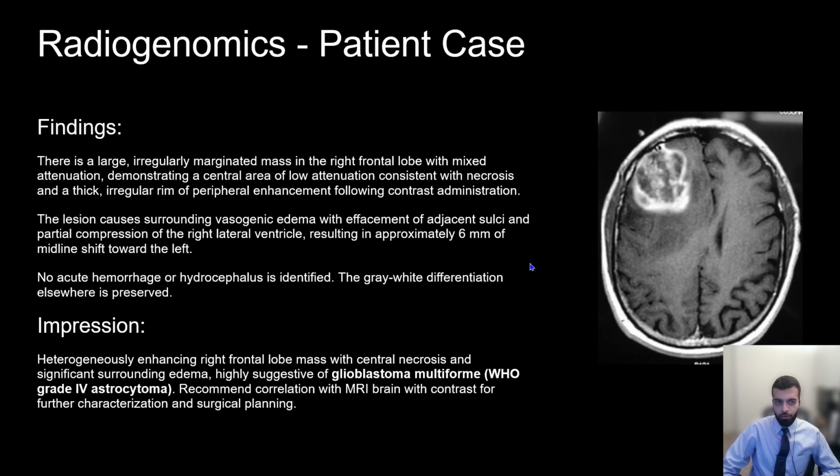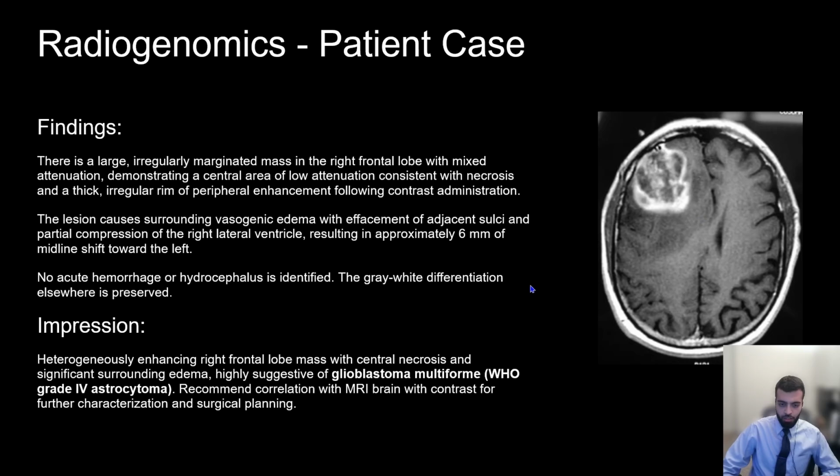And so now that we know a little bit about radiogenomics, I want to go into a patient case. This is a 55-year-old man with no significant past medical history who comes into the emergency department because of 2 weeks of confusion, nausea, and vomiting, and left-sided deficits. In the emergency room, they get a CT scan on him, and they see this enhancing mass with central necrosis and surrounding edema with a significant midline shift. And so this leads us to a suggestion of glioblastoma.